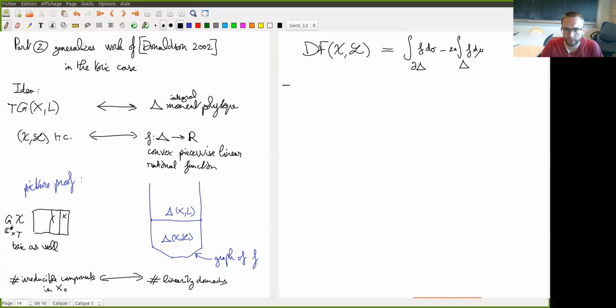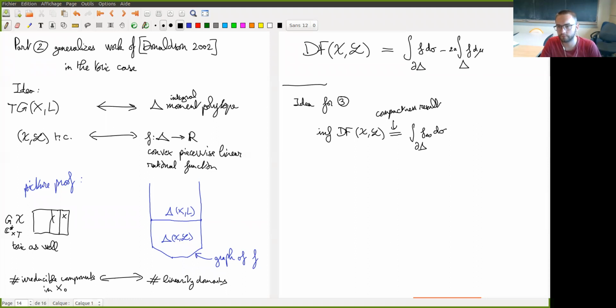And then, just very quickly for the maybe 2 minutes remaining, the idea for part 3 is what? I mean, saying things that are not really meaningful, is to consider the infimum of all possible values of the Donaldson-Futaki invariant. Then by some compactness result, which is not exactly saying this, it is actually given by a function.